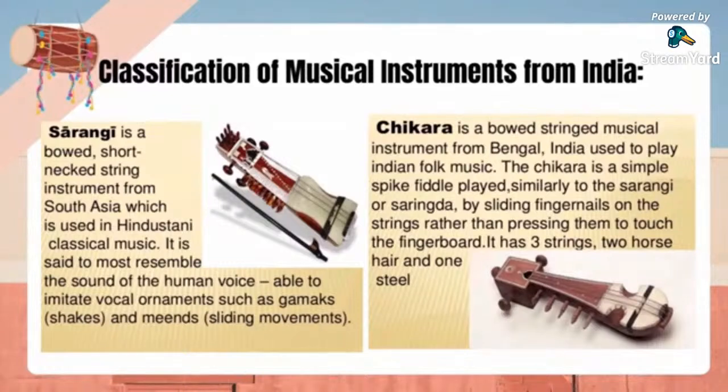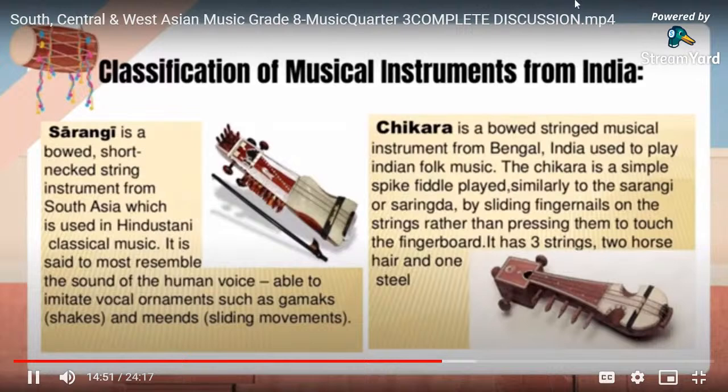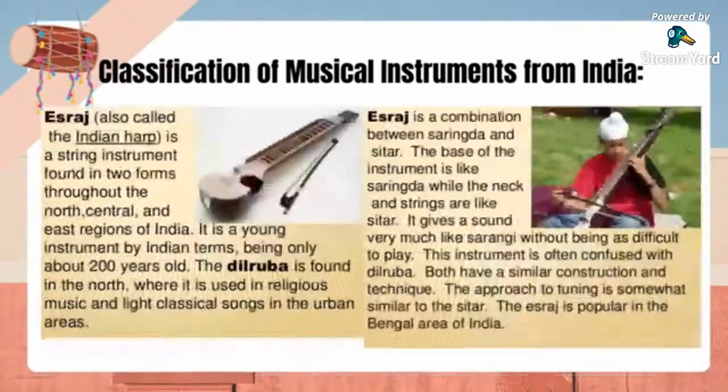Shikara is a bowed stringed musical instrument from Bengal, India used to play Indian folk music. The shikara is a simple spike fiddle played similarly to the sarangi. By sliding fingernails on the strings rather than pressing them to touch the fingerboard, it has three strings. Two horsehair and one steel.